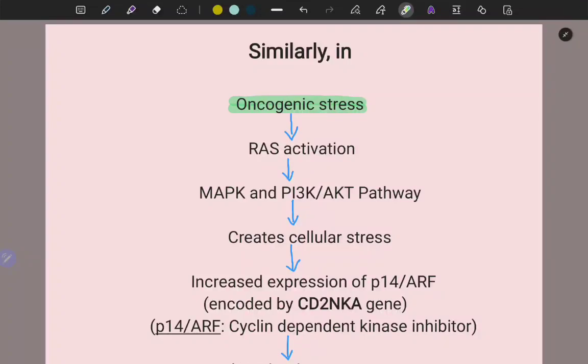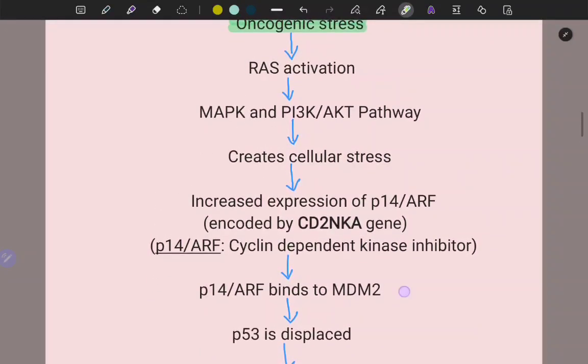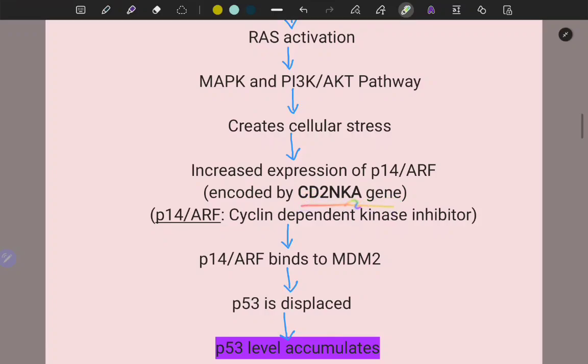Similarly, when there is oncogenic stress to the cell, RAS protein gets activated, and it further activates the MAP kinase and PI3K-AKT signaling pathways. These are the cell signaling pathways which, when stimulated, increase cell proliferation, thus creating cellular stress. And this cellular stress is detected by the CDKN2A gene, and it causes increased expression of P14ARF protein. If you remember, this P14ARF protein is a cyclin dependent kinase inhibitor. Thus, it stops or regulates the cell cycle.